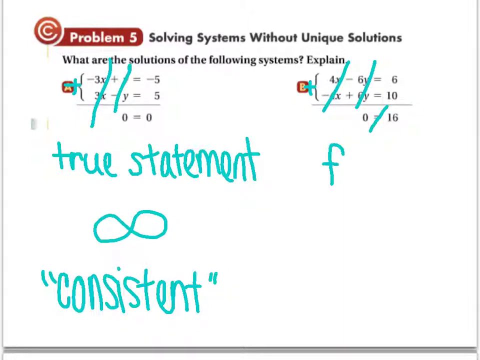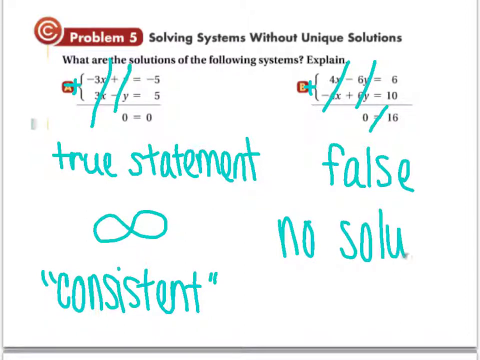So if you have a false statement, you have no solution. There are not two x and y values that you can use to make that true, no matter how hard you try. And this is called inconsistent.